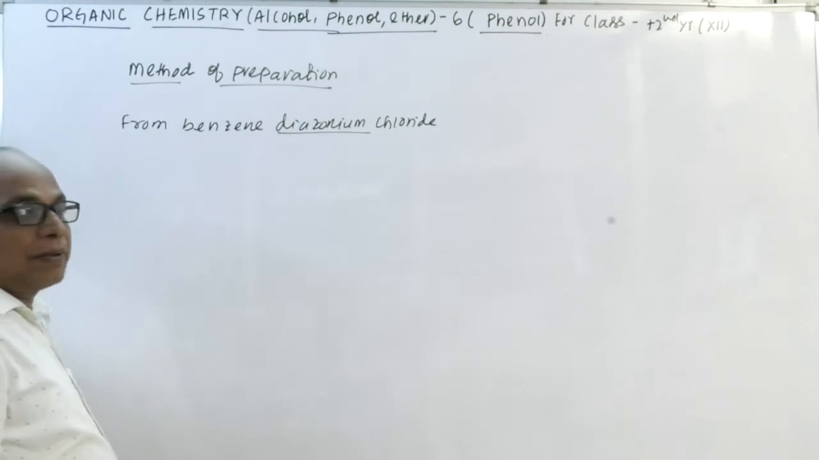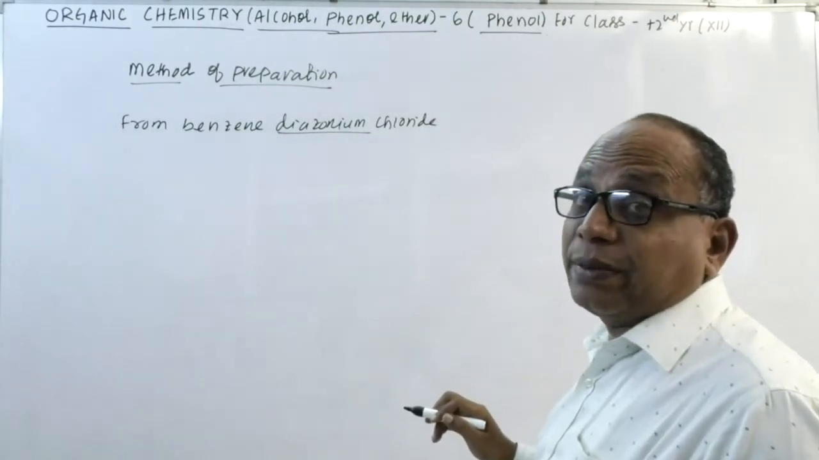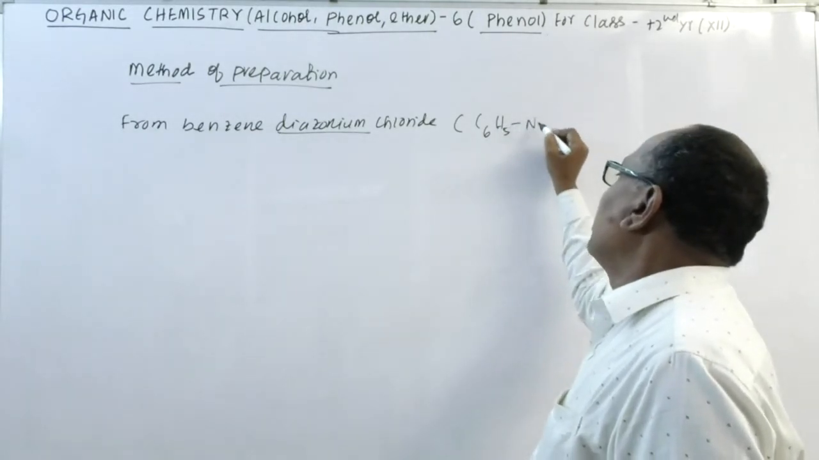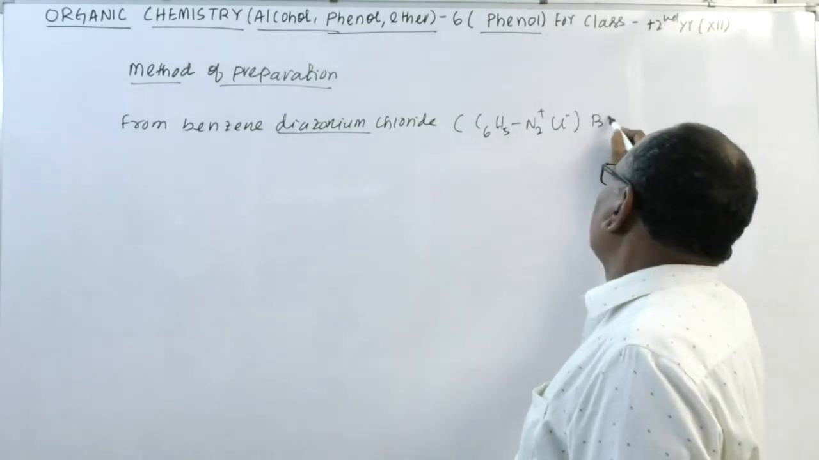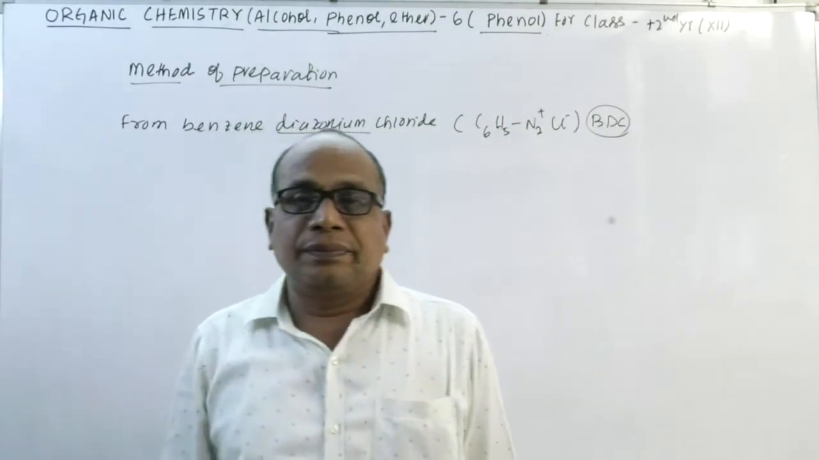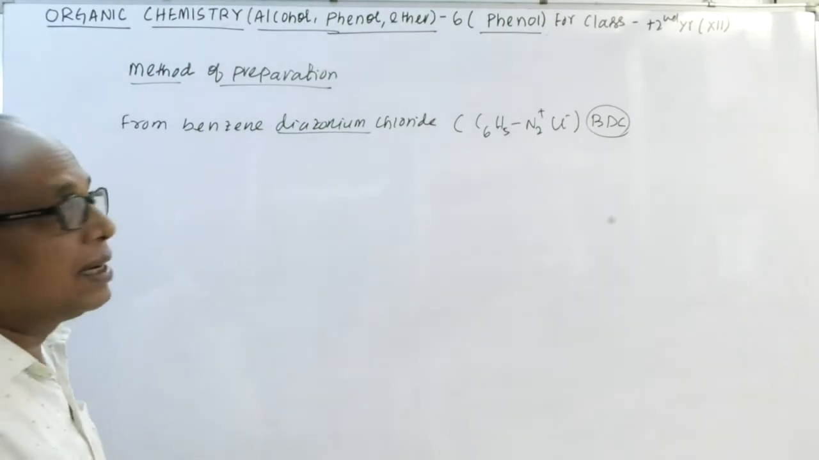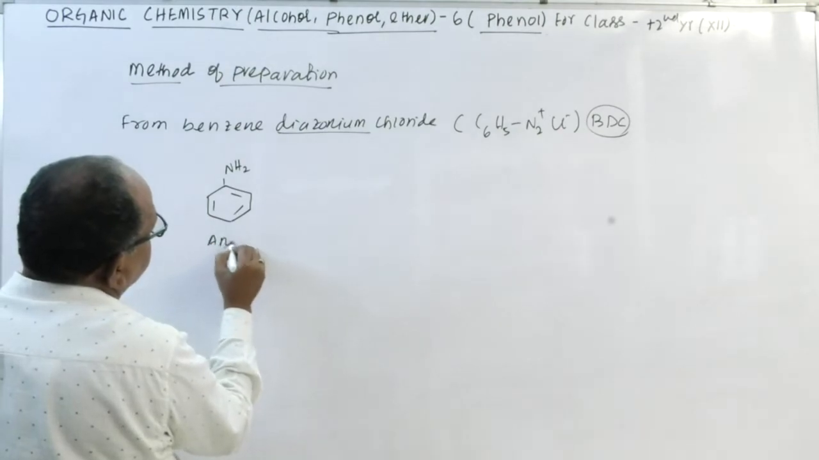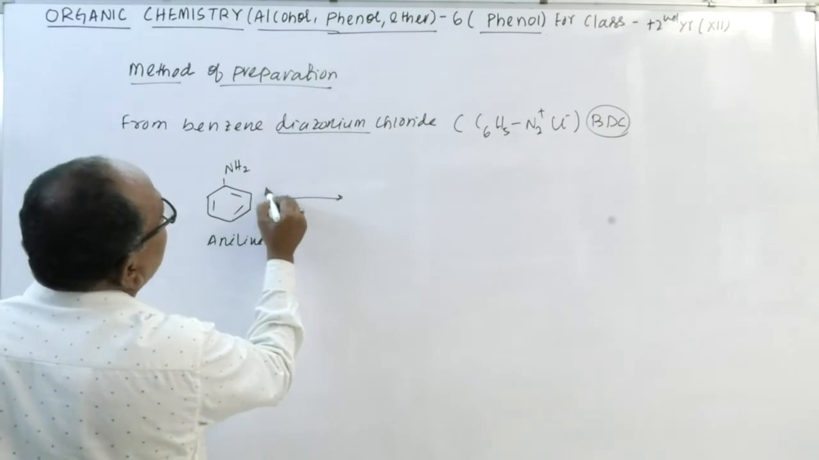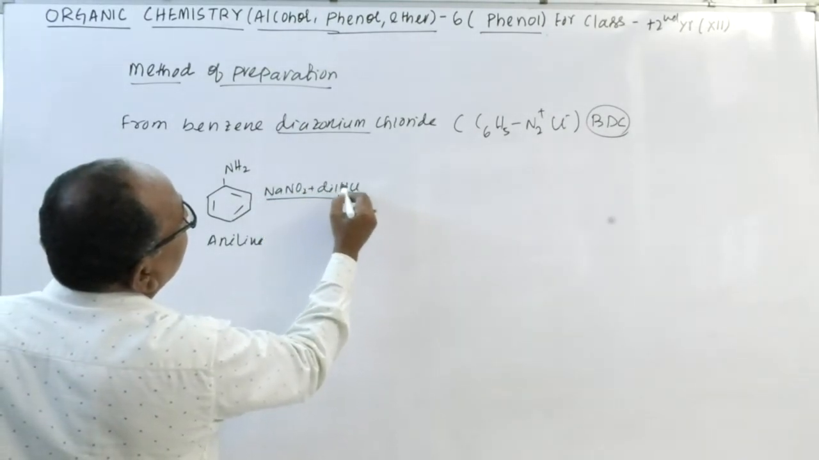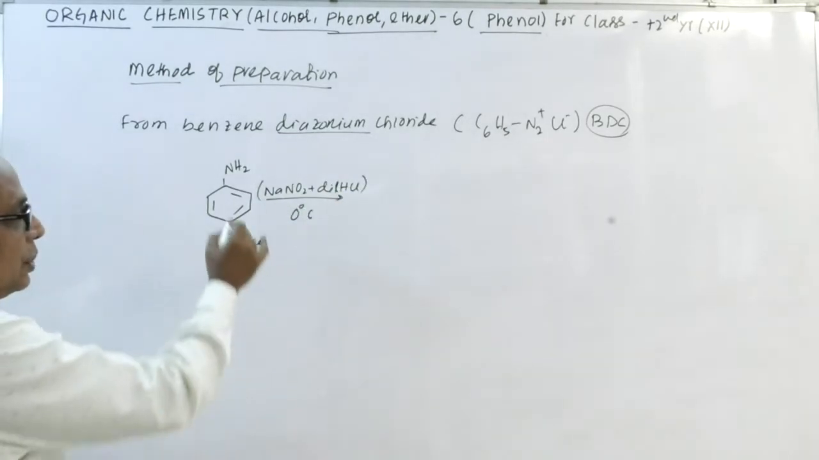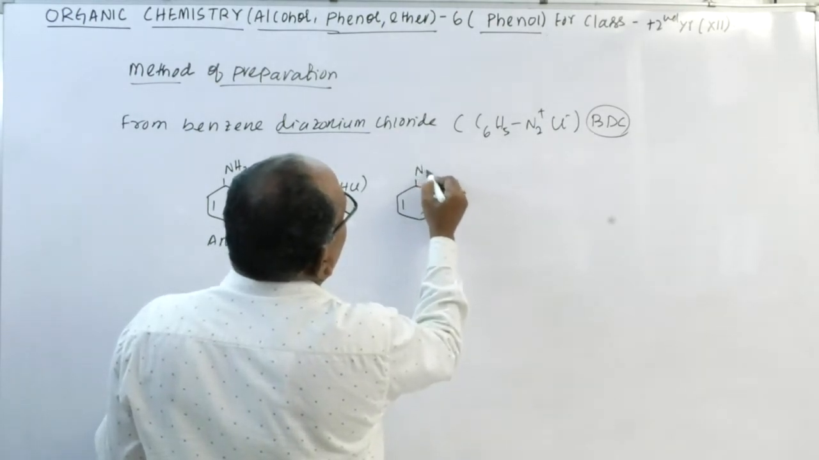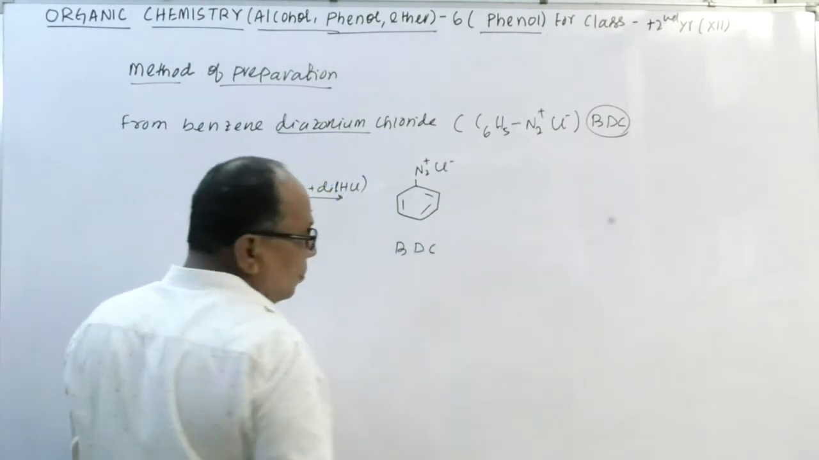What is benzene diazonium chloride? I have already discussed it in the synthesis of chlorobenzene and bromobenzene, that is the Sandmeyer reaction. The benzene diazonium chloride is C6H5 N2+ Cl-. This is called benzene diazonium chloride, that's called BDC. And this BDC can be synthesized from aniline by diazotization. That means you take aniline, this undergoes diazotization, means treated with NaNO2 plus dilute HCl at about 0 degrees C, and this group is converted into a diazo group, and this gives you N2+ Cl-. This is called benzene diazonium chloride.